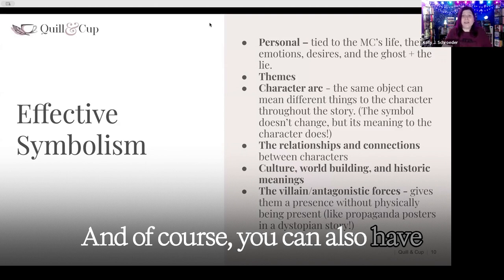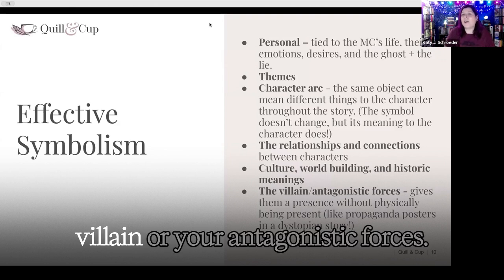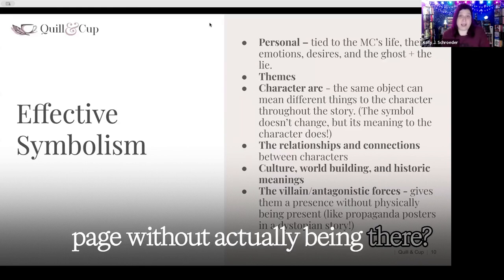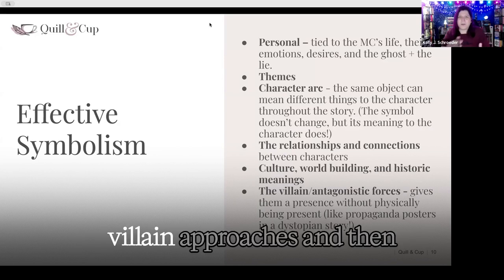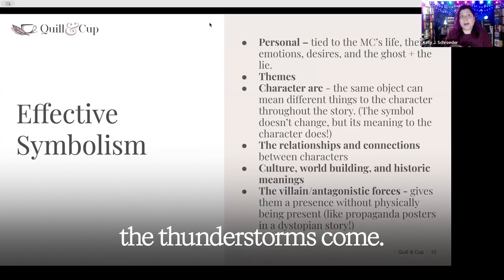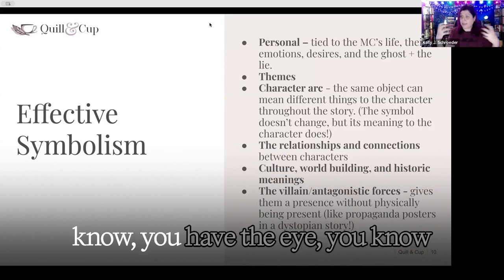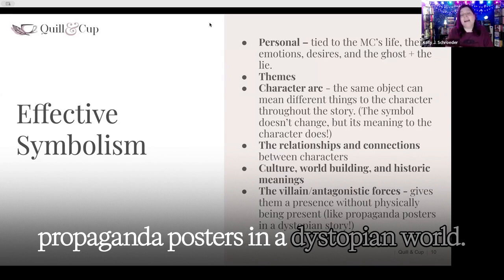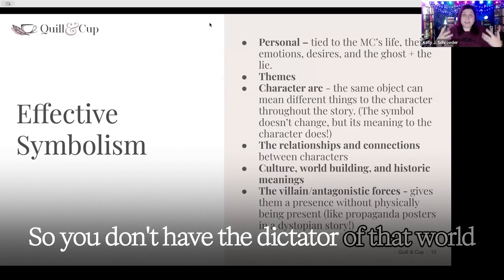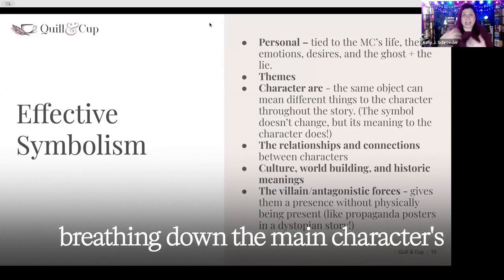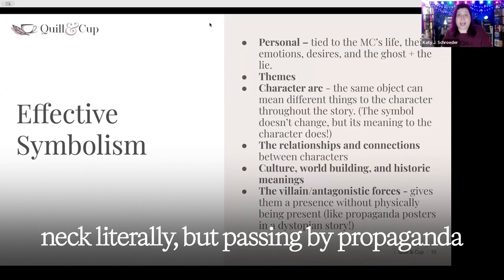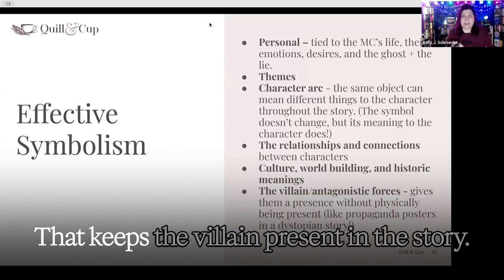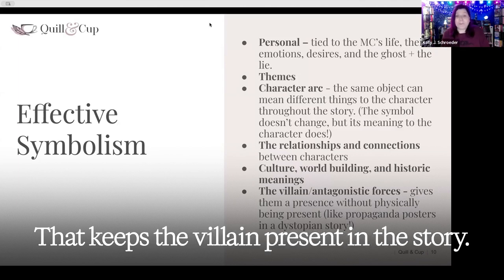And of course, you can also have symbols that represent your villain or your antagonistic forces. So how are they present on the page without actually being there? I'm not talking about like the villain approaches and then the thunderstorms come, but we were talking about 1984, you have the eye, that you are being watched, or like propaganda posters in a dystopian world. So you don't have the dictator of that world breathing down the main character's neck literally, but passing by propaganda posters that are letting you know they're watching you and you need to behave. That keeps the villain present in the story.